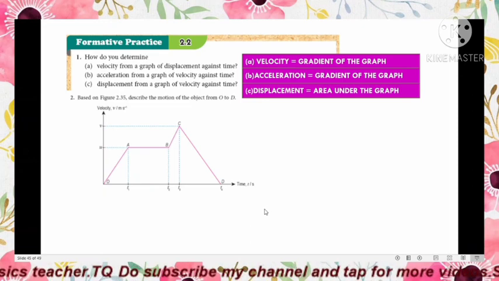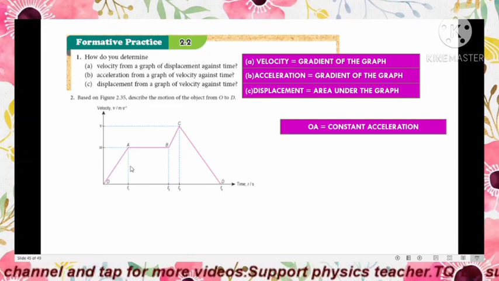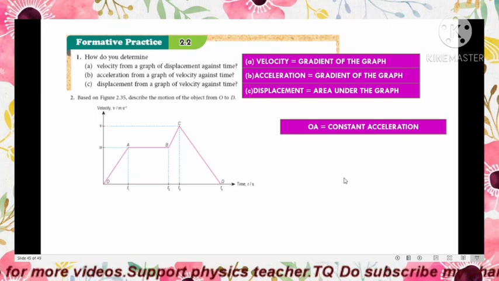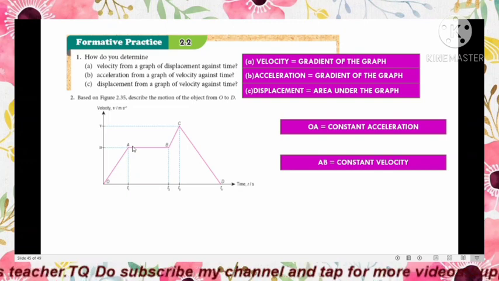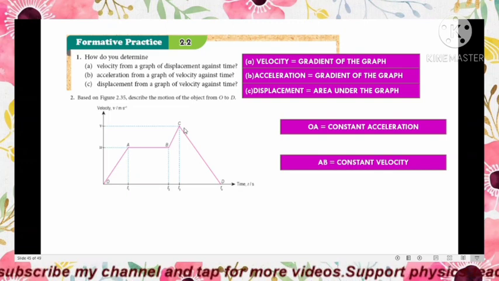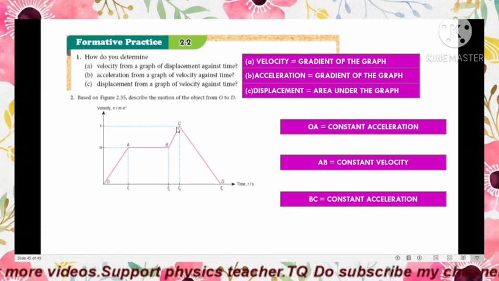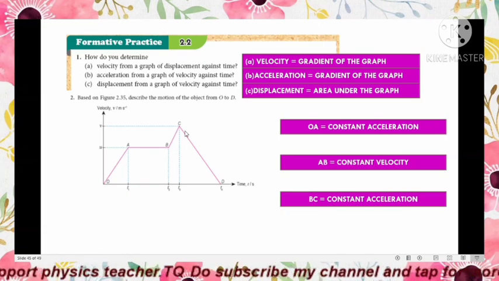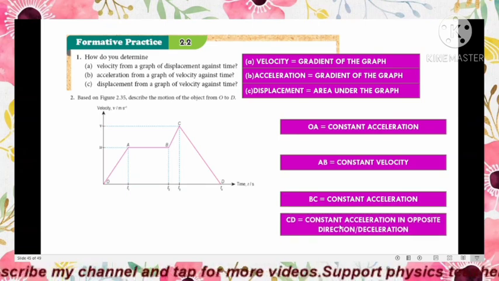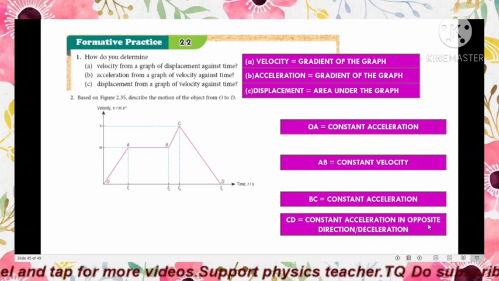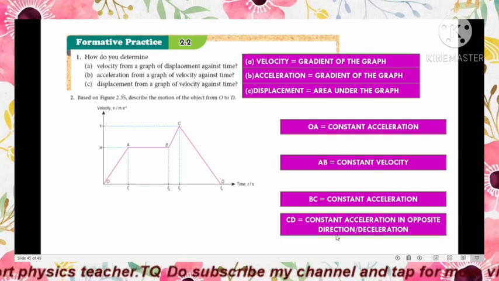What we can see about OA? OA here we have a constant gradient, thus constant acceleration. AB, constant velocity, gradient 0. BC, constant acceleration because velocity increases with time. And then CD, you can see velocity decrease. So you can see constant acceleration in opposite direction or deceleration. Okay.